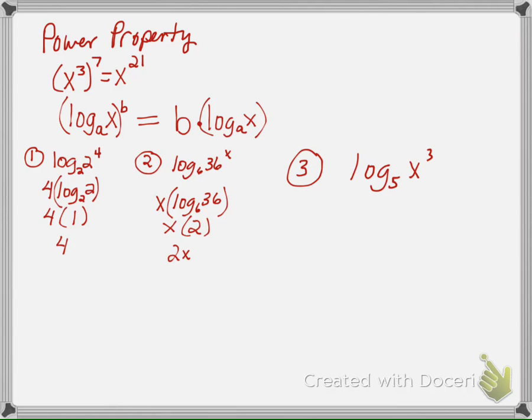All right, what's the rule say we do? Let's bring the 3 down front. Can we simplify anything? Nope, nothing to simplify here. That's our final answer. These 3 problems are examples of what we would call expanding using this property. It would be called expanding because our answers don't have any exponents in them.